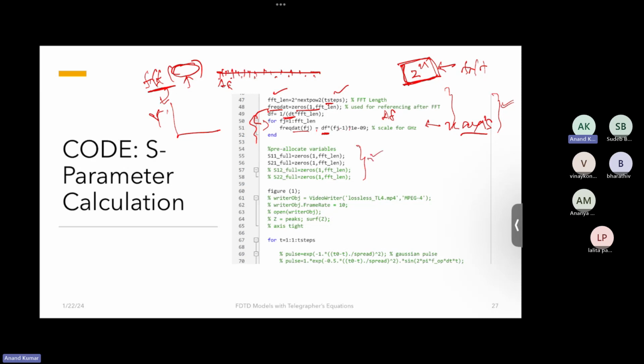We have also allocated the S parameter values. Since the source is only at port 1, we'll need S11 and S21. For S12 and S22, you will have to do a next simulation. Any questions over here?